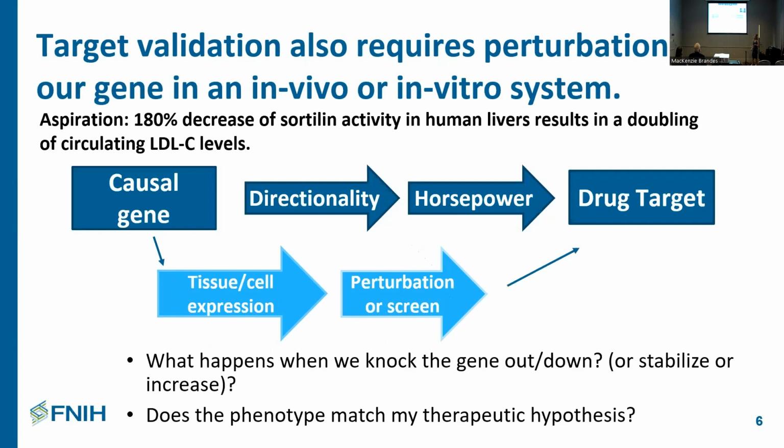And the very last thing that we often think about, once we've answered all these questions, or answered them as best we can for the data that we have, is to actually perturb the gene, either in a mouse model or in a cell model, to say, does this validate the hypothesis that I thought it should?